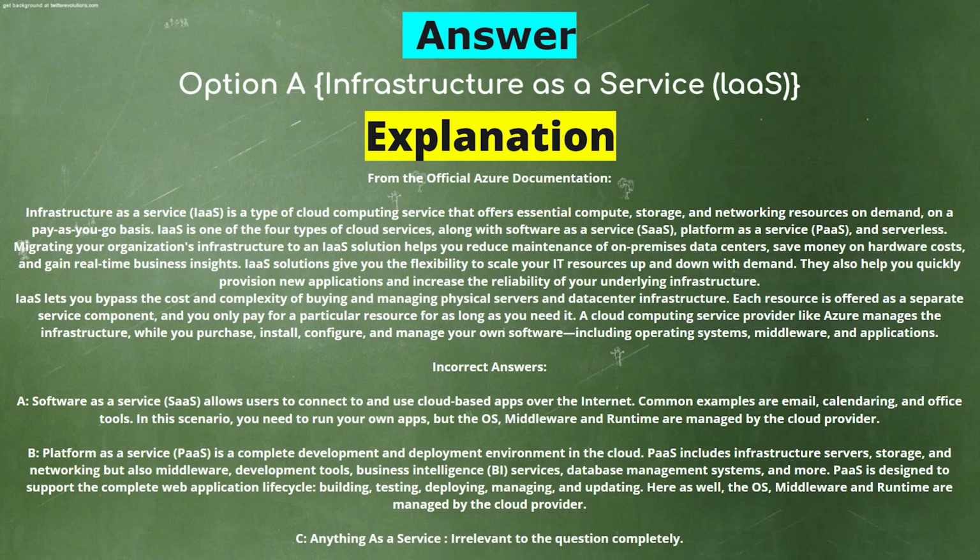Incorrect answers. A. Software as a service allows users to connect to and use cloud-based apps over the internet. Common examples are email, calendaring, and office tools. In this scenario, you need to run your own apps, but the OS, middleware, and runtime are managed by the cloud provider.